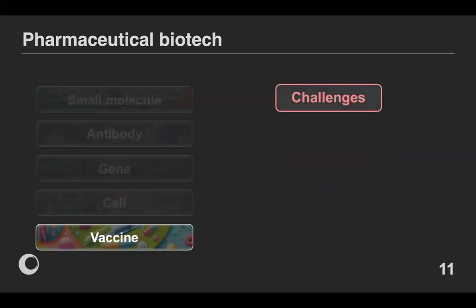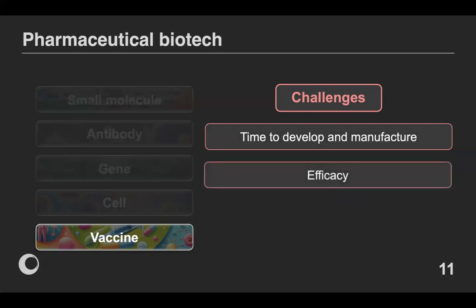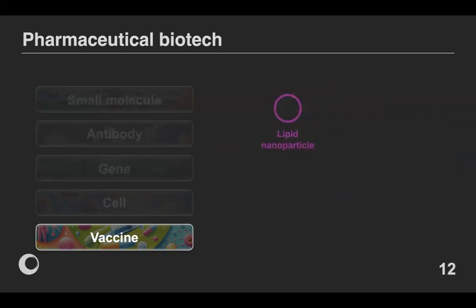And so some of the challenges with these more traditional vaccines is one is that it takes a lot of time to develop and manufacture these vaccines, and also the efficacy can actually be very low. And so oftentimes you need to take multiple doses of the vaccine before you actually get the immune response that you want. And so this actually led to the development of mRNA vaccines, which became very popular during COVID.